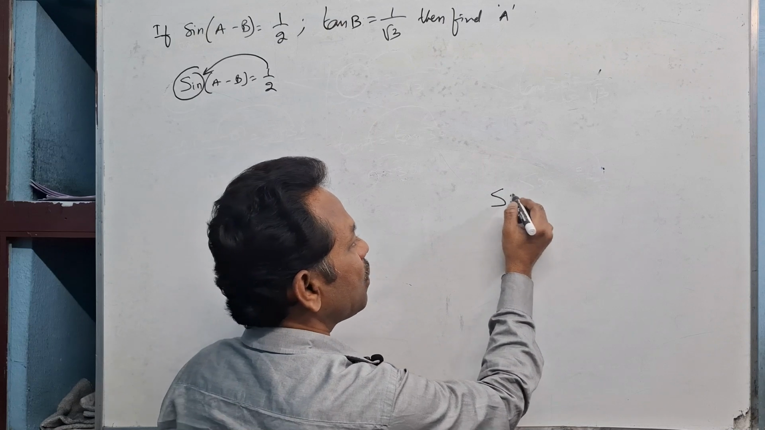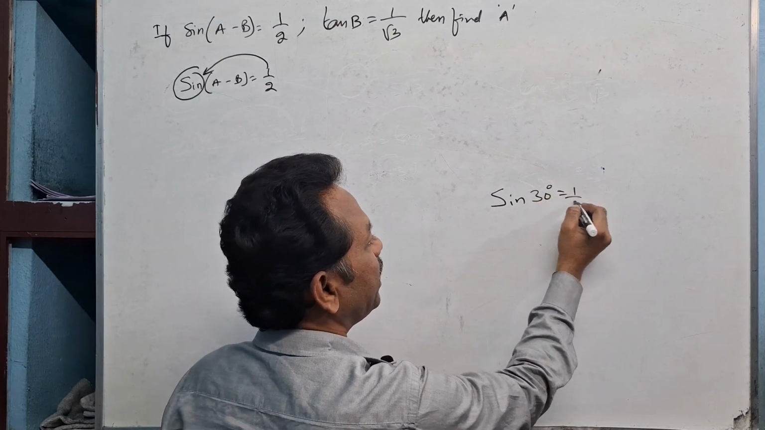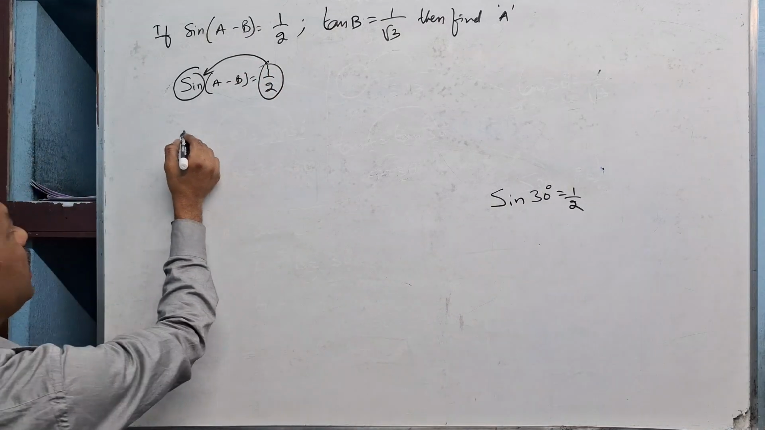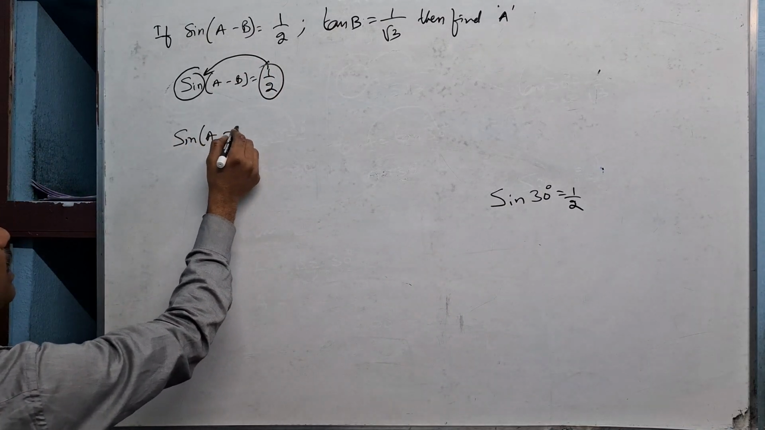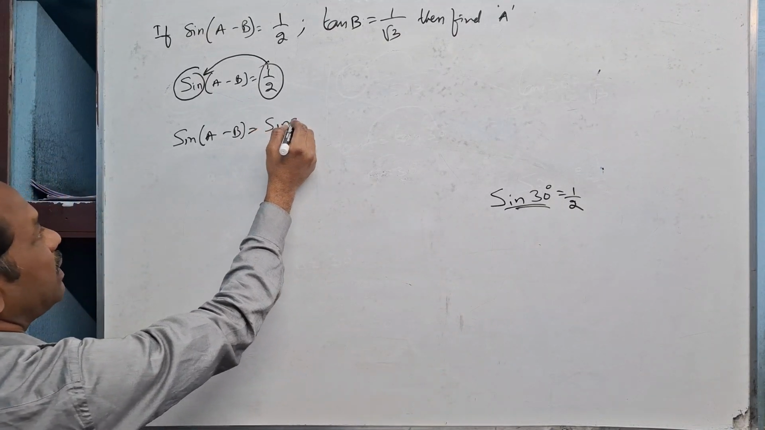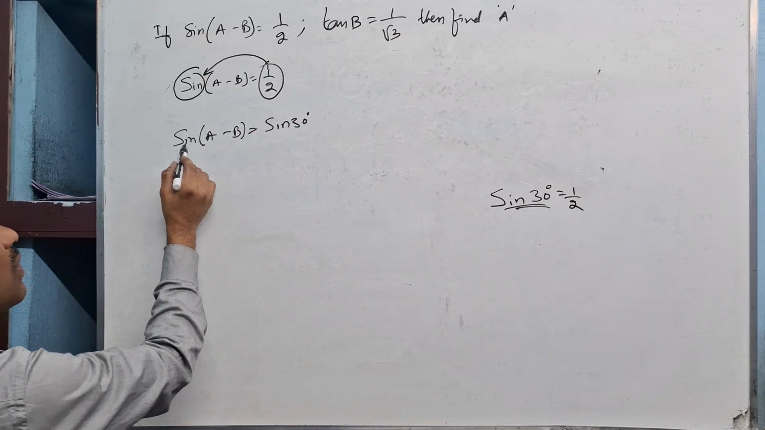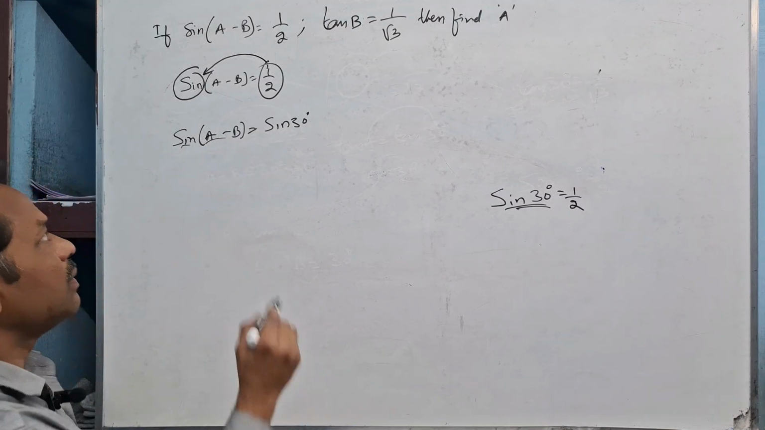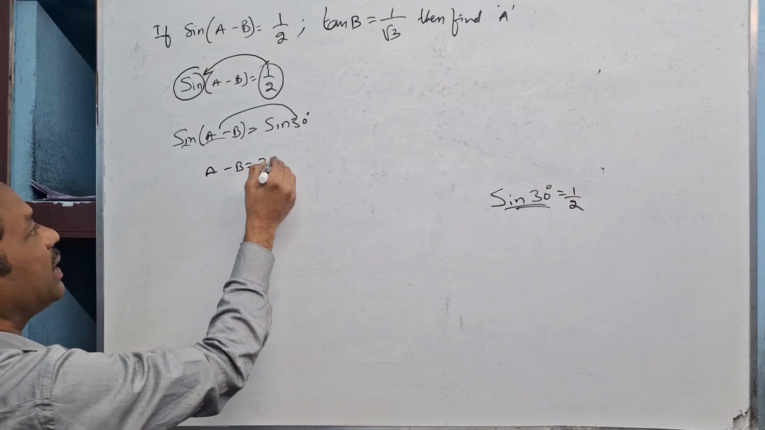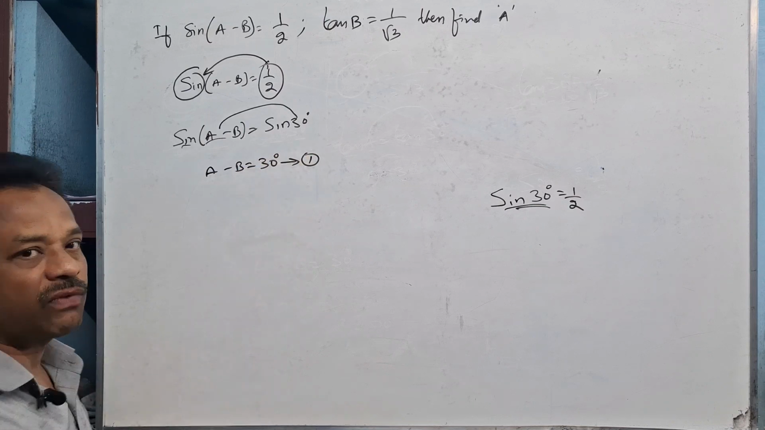So we know that sin 30 degrees equals 1 by 2. Let me take 1 by 2 as sin 30. So I'll take sin of A minus B equal to, the 1 by 2 is nothing but sin 30. So sin of A minus B equals sin 30. Then I can say A minus B equals 30 degrees. Let us take this as equation 1.